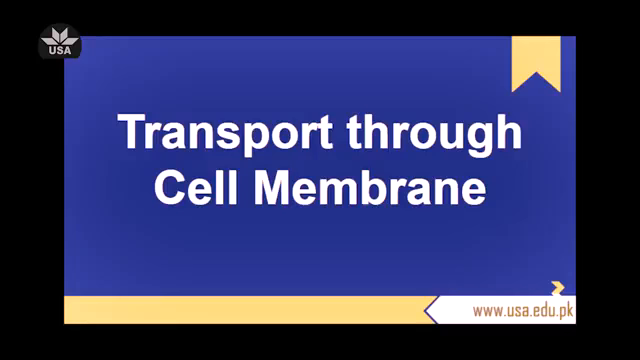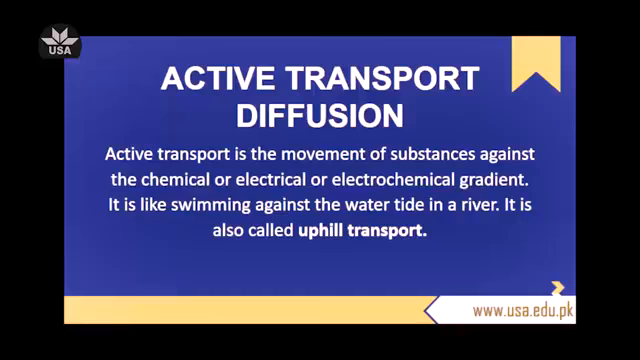Today we are going to start the second topic of our third chapter, and the name of this topic is active transport diffusion. Previously we have discussed passive transport diffusion, and today we are going to study what active transport diffusion is. Basically, active transport diffusion is the movement of substances against the chemical, electrical or electrochemical gradient. It is like swimming against the water tide in a river. It is also called uphill transport diffusion. Active transport requires energy, which is obtained mainly by the breakdown of high energy compounds like adenosine triphosphate.